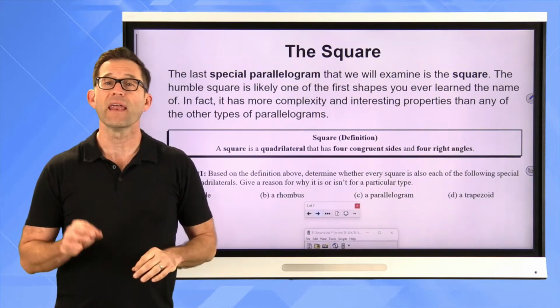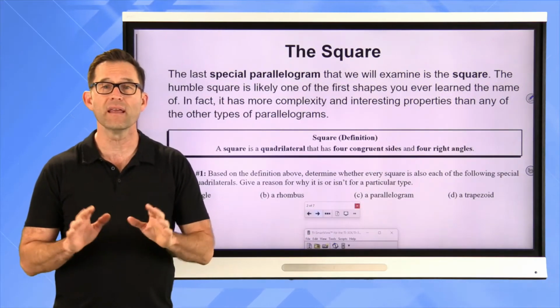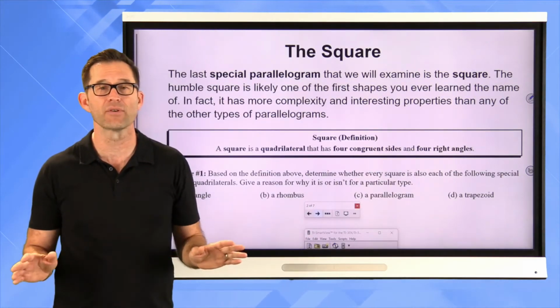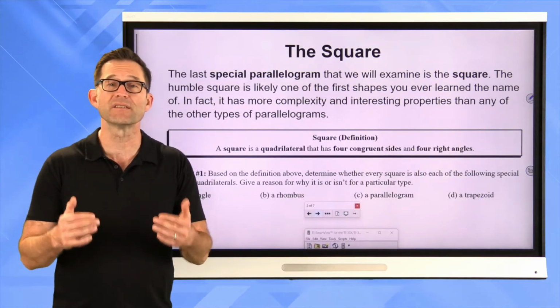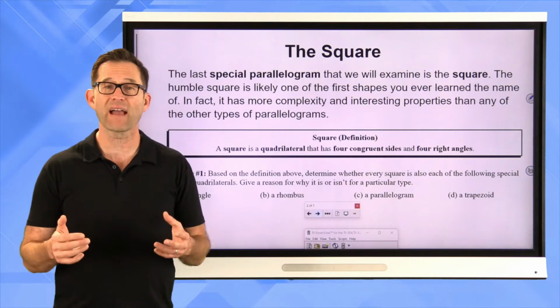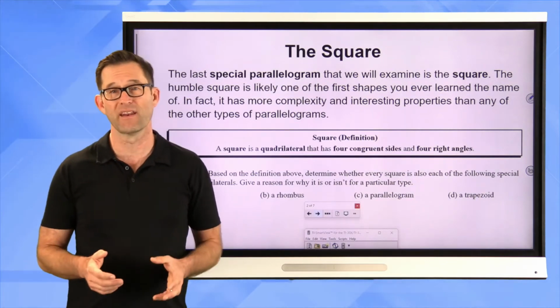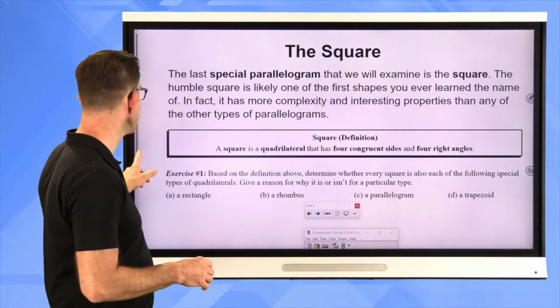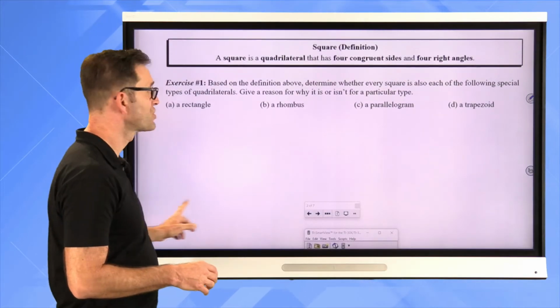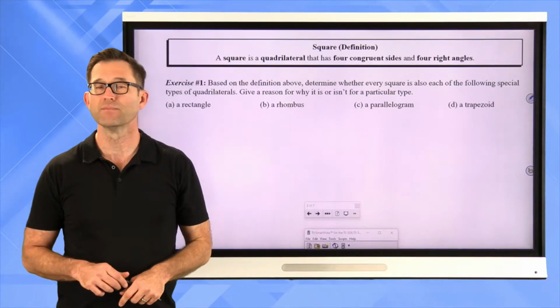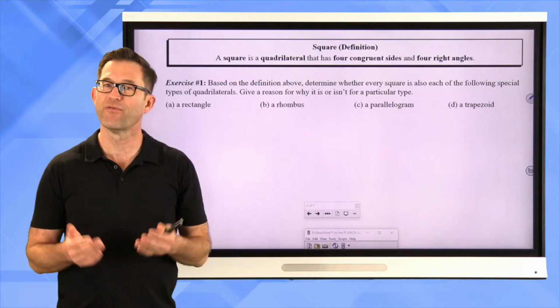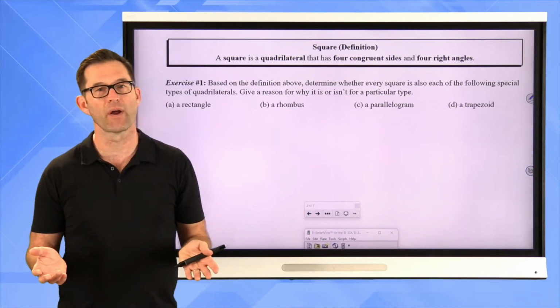In fact, it has more complexity and interesting properties than any of the other types of parallelograms. That's the weird thing. Even though it seems like it's the simplest of them all, it's actually the most complicated of them all. So let's first begin by looking at the definition of a square. A square is a quadrilateral that has 4 congruent sides and 4 right angles. All right, a square is a quadrilateral with 4 congruent sides and 4 right angles.